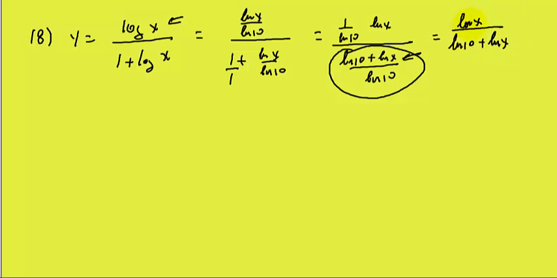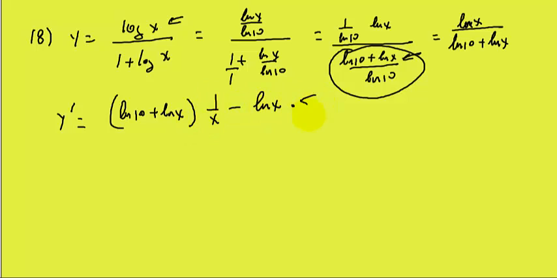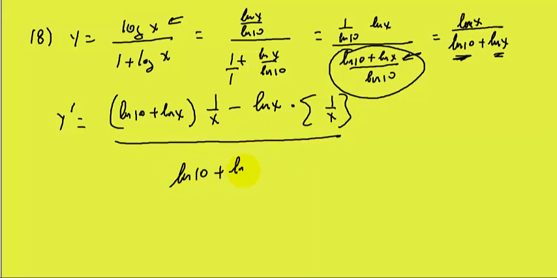Now we've done all the algebra. Let's take the derivative of this. I have to use the quotient rule: denominator, which is ln of 10 plus ln of x, times the derivative of the numerator, which is 1 over x, minus the numerator, ln of x, times the derivative of the denominator. ln of 10 is just a number, so that becomes 0, and the derivative of ln of x gives me 1 over x. All that is over the denominator, ln of 10 plus ln of x, squared.